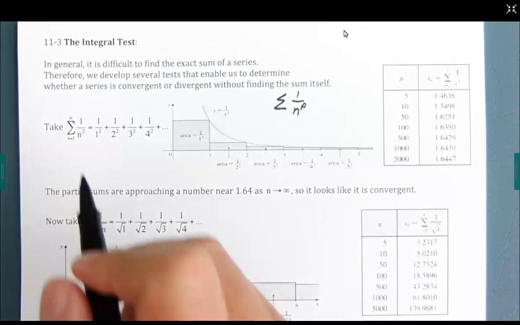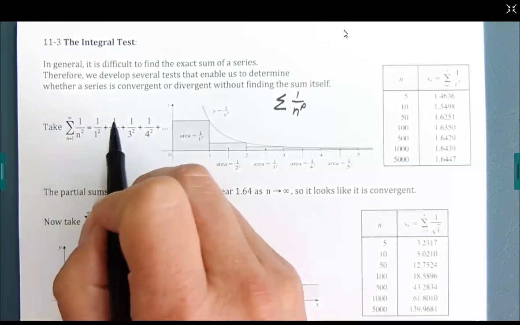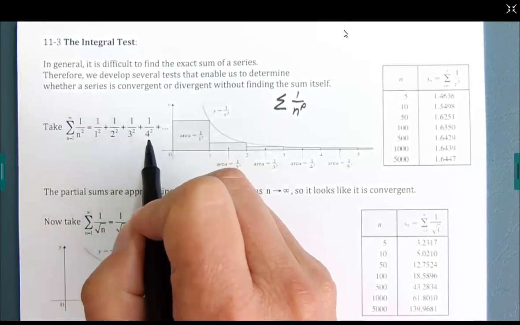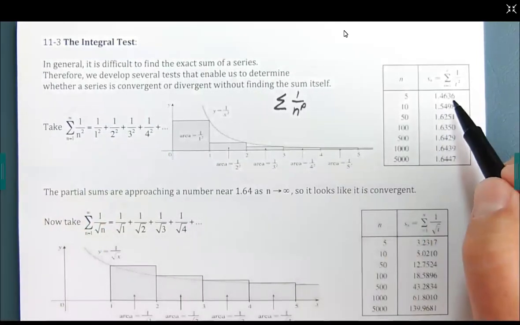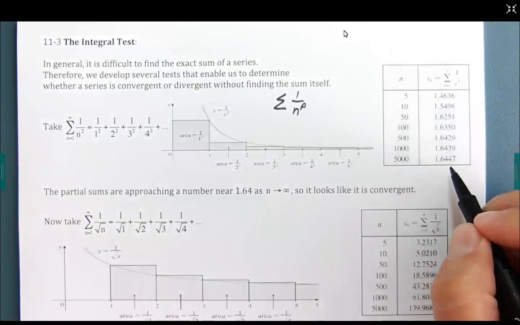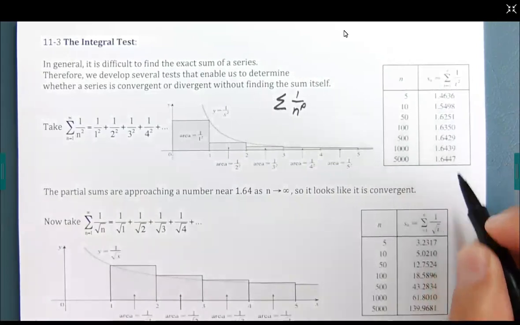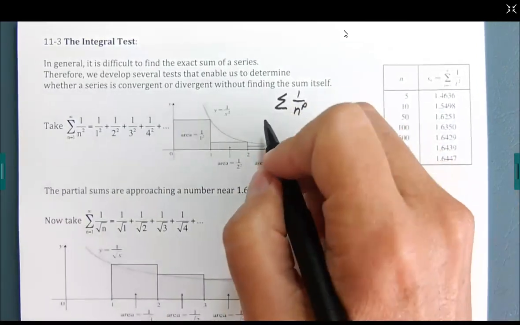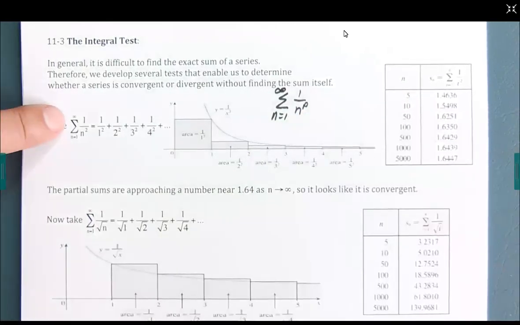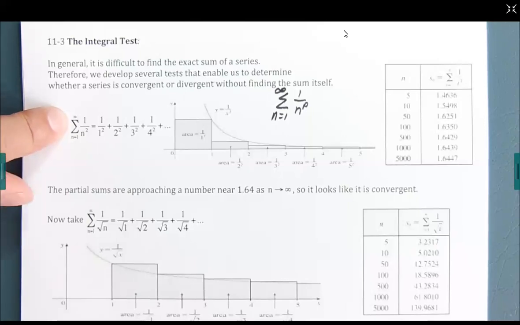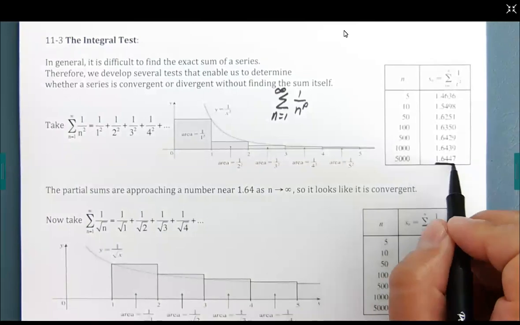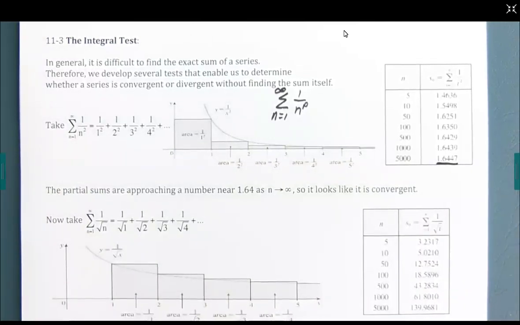And when we start adding these up, 1 over 1 squared is 1, 1 over 2 squared is 1/4, 1 over 3 squared is 1/9, 1/16, and so on. And you can see, as we increase n and we're adding them up, we're getting closer and closer and closer to a specific number. So here we have an infinite series, and you can see that we are adding up an infinite number of pieces and we're still converging to a single value that we're getting closer and closer to.